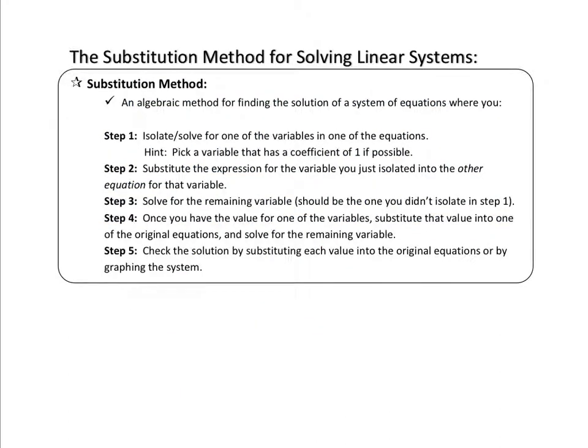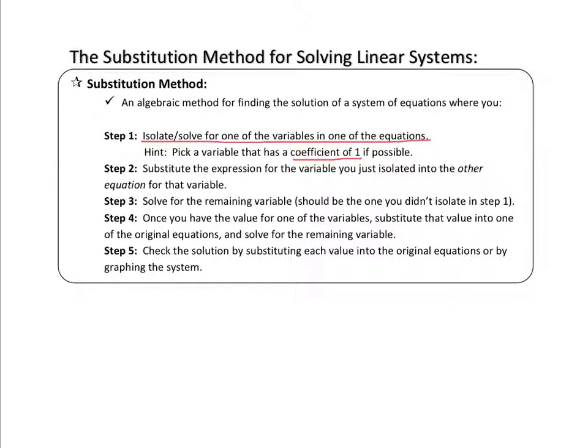Alright, so here is a quick overview of the steps that need to be taken to solve a system of linear equations using the substitution method. I'm not going to go over them in any great detail right now because we will be using them as we solve the examples. Step 1 is to first isolate, or solve for, one of the variables in one of the equations. So you just pick one, and if you pick one that has a coefficient of 1 to isolate, it will be easier to isolate.